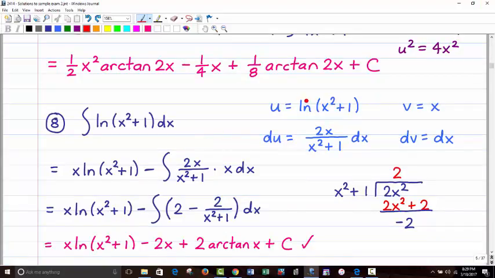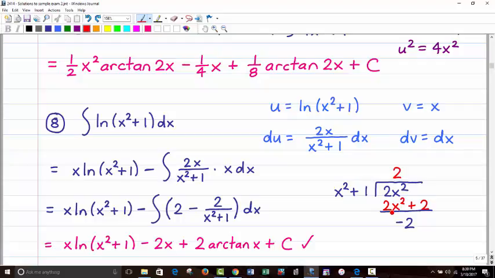So that means we have u times v, which we don't care about integrating at all. But we do here, v du. So I have 2x over x squared plus 1 times x. Which obviously 2x times x becomes 2x squared. So we have 2x squared divided by x squared plus 1. So similar to the last problem, we also have division because it's an improper fraction. So we divide. 2x squared divided by x squared is 2.